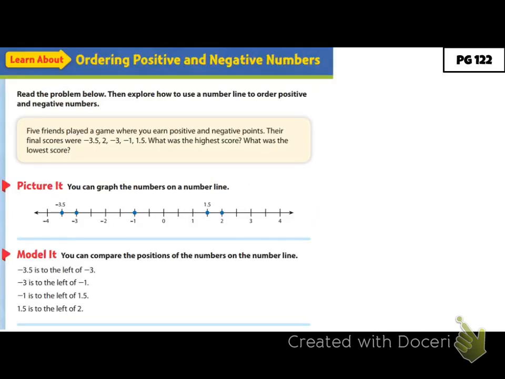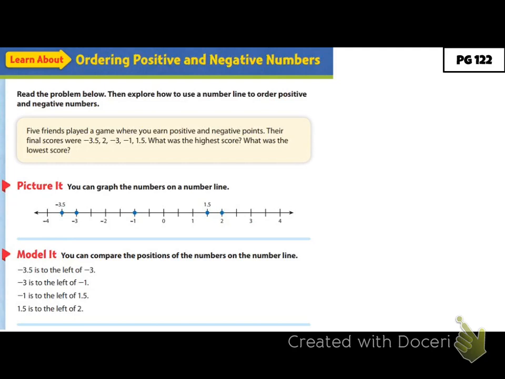So we're going to continue comparing now, only now we're going to put some more numbers in there, so we have to put them in order. We have 5 friends who played a game where you earn positive and negative points. Their final scores were -3.5, 2, -3, -1, and 1.5. What was the highest score? What was the lowest score? So we can picture this and graph all the numbers and then look to see which one's further left and further right. Or we can model it and compare them.